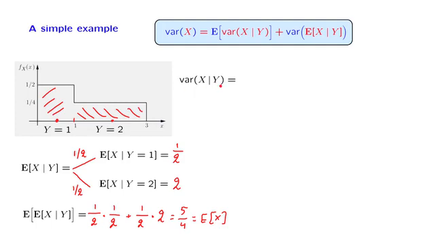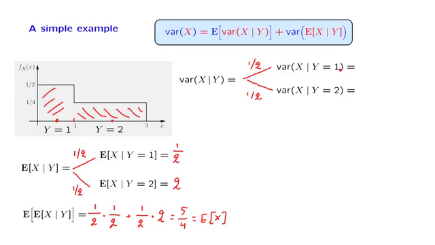Once more, this quantity is a random variable. The value of that quantity depends on what y turns out to be. And we have again the same two possibilities. y could be equal to 1 or y could be equal to 2. And these possibilities happen with equal probabilities.